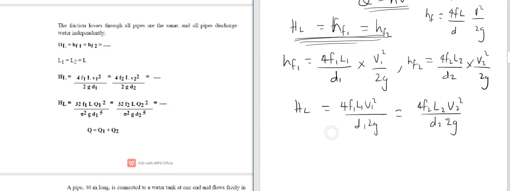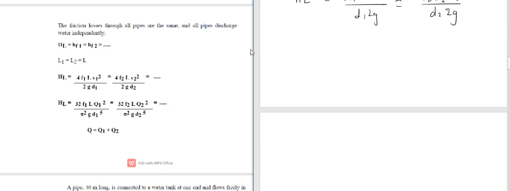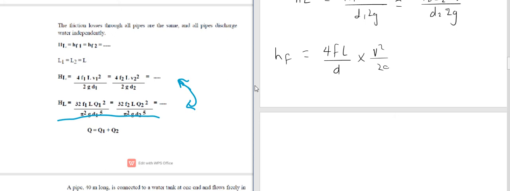And then before I end this video, you would see this formula here, and it is equal to this too. Both of them are equal. And how is that? Let us go back to our general formula of HF. HF is equal to what? 4FL over D times V square over 2G. So now, how do we get this big formula with 32 and the rest?